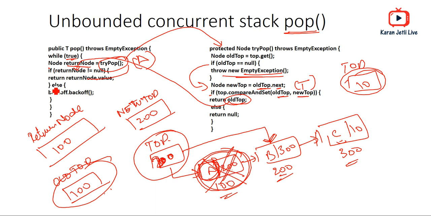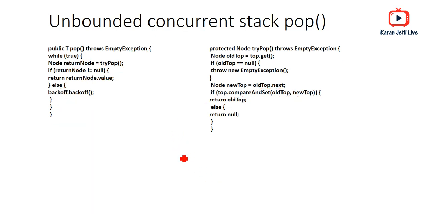Then if it is successful, then fine. If this is true, then fine. Otherwise, back off. So it returned some value, so it is not null, so this will be executed. If it was null, then back off would have been executed. Okay, so guys, let us do pop again. Let us do one more example of pop.